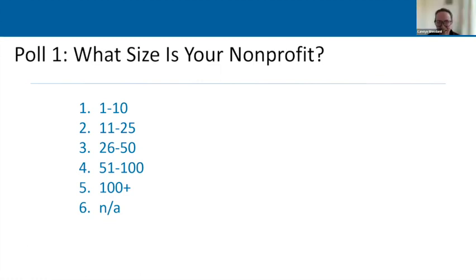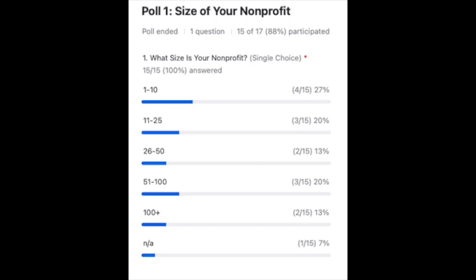All right, and I think just about everybody has answered. Thank you for getting those answers in. So I'm going to go ahead and share the results. So we had pretty even distribution. It's not really a bell curve at all.